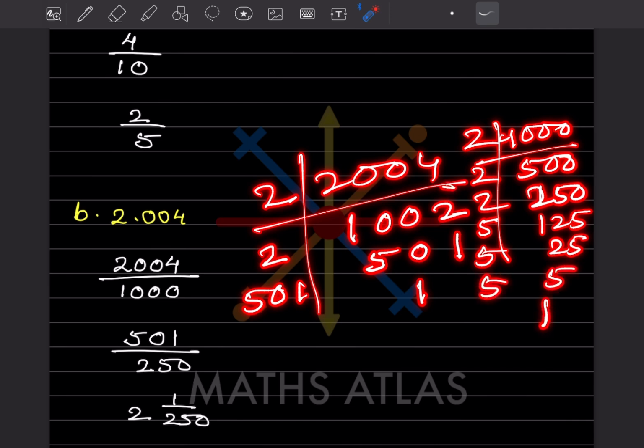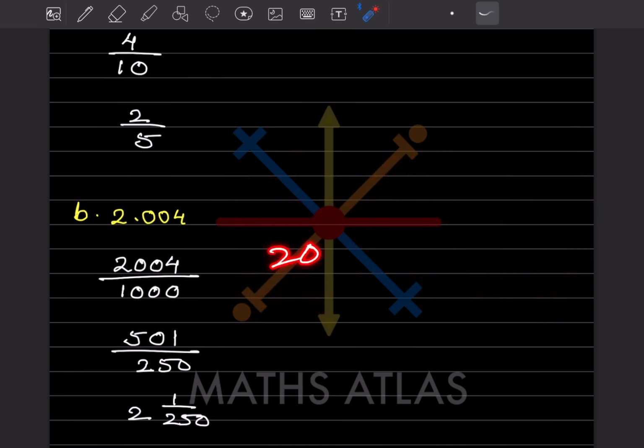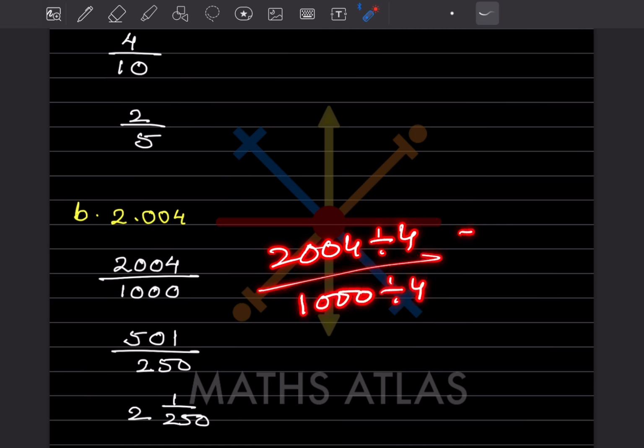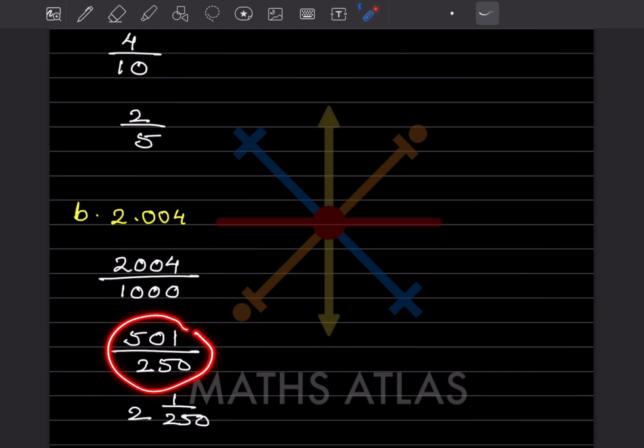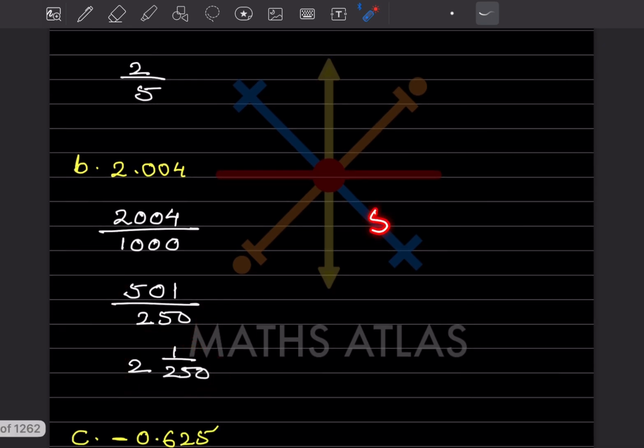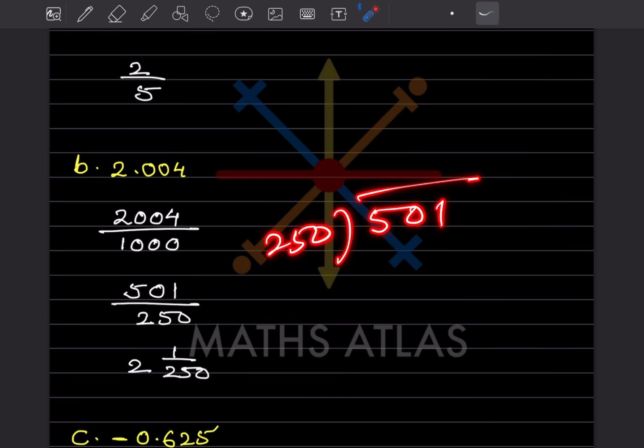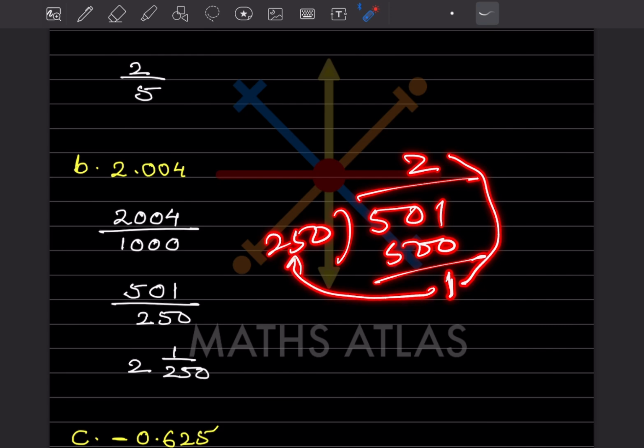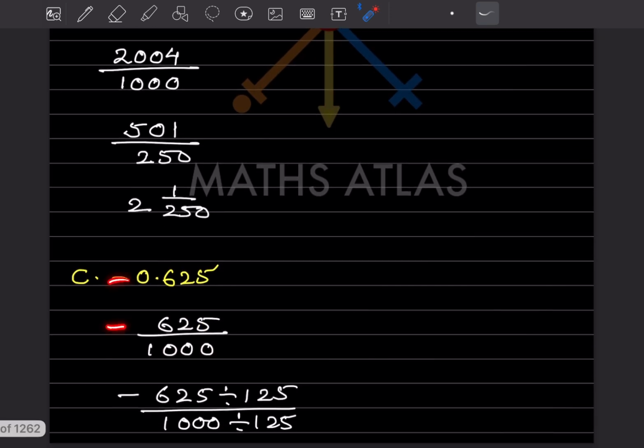What we can see here is that HCF means we take only the common ones. Here we don't have 500. So 2 into 2, that is going to be 4. So what will you do? 2004 divided by 4 and 1000 divided by 4, which is going to be 501 divided by 250. Now you can see this is an improper fraction, so you have to make it to a mixed fraction. 501 divided by 250 is going to be 2, the remainder is 1. So 2 integer 1 by 250. The minus sign will be as it is.